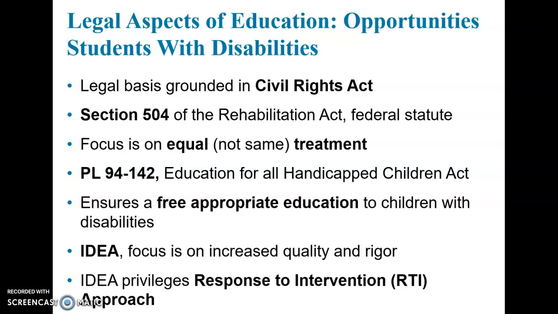Section 504. Under this Civil Rights Act, established in 1973, recipients of federal funds are prohibited from discriminating against otherwise qualified individuals. It addresses equal treatment, appropriate education, and people with disabilities. Equal treatment, as in other civil rights contexts, must be addressed. However, this does not necessarily mean the same treatment.